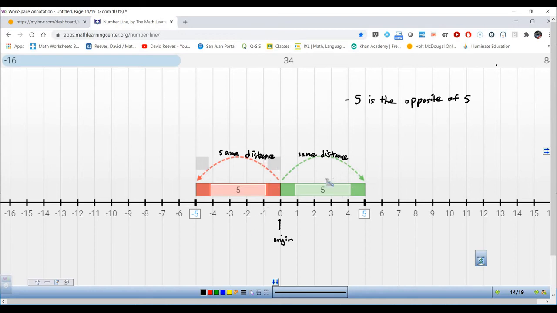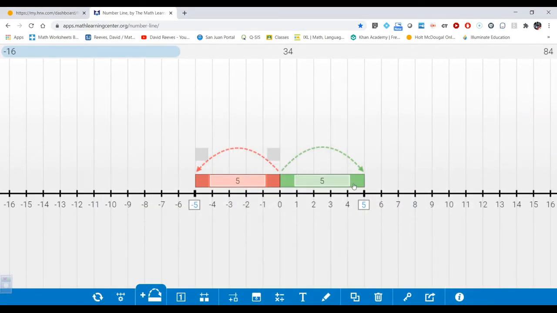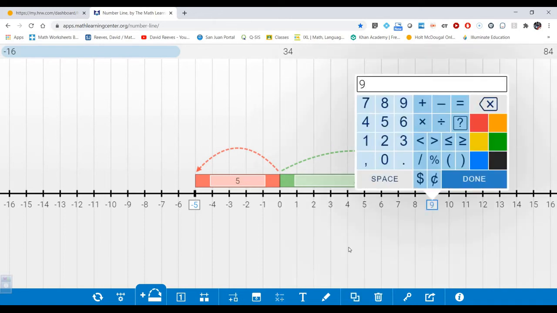So again, opposites, they go the opposite direction. This one goes to the right. This one goes to the left. So they are on opposite sides, and they are the same distance away. All right. So what if I were to stretch this out some more? Now we're going to get rid of this one here, and I'm going to instead put one right here and make that 9.